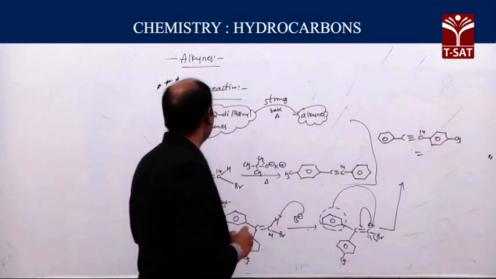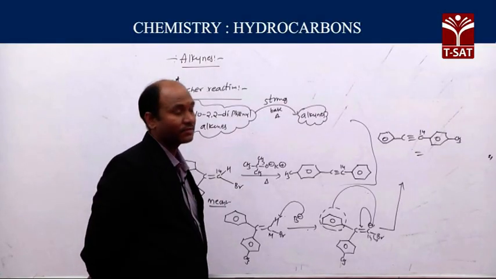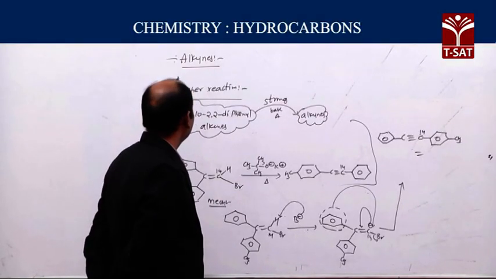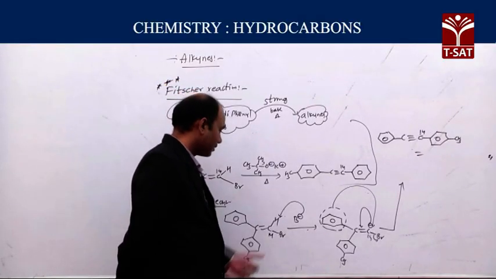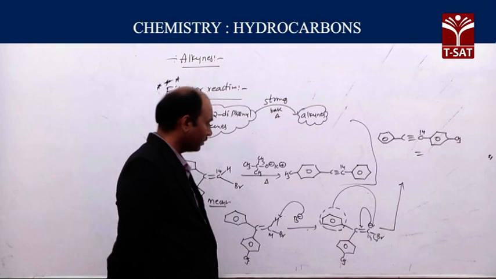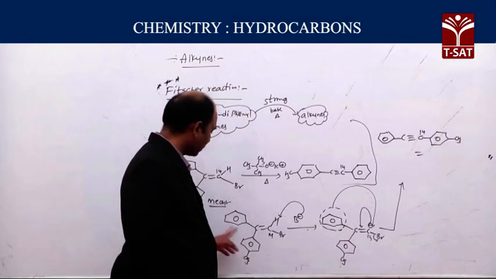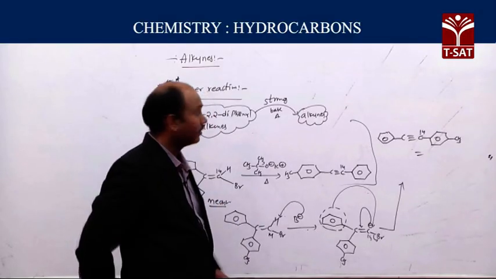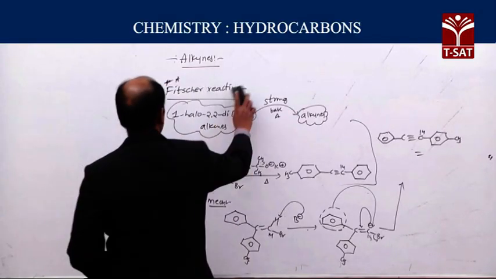This is called the Fritsch reaction. In the Fritsch reaction, 1-halo-2,2-diphenyl alkenes are treated with a strong base, and we get alkynes. In this reaction, the strong base abstracts the proton, and with respect to Br, the leaving group, the anti group is migrated. So this is the Fritsch reaction. This completes the preparation methods of alkynes.